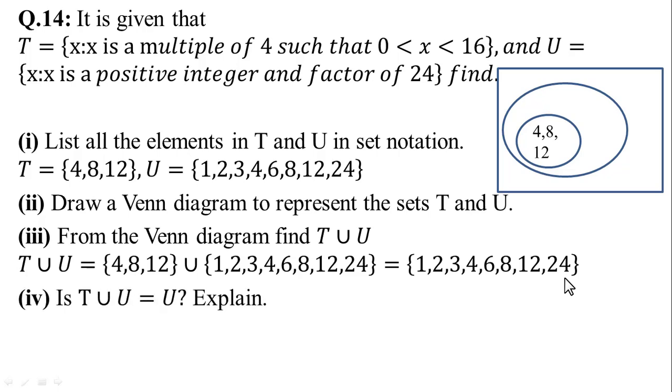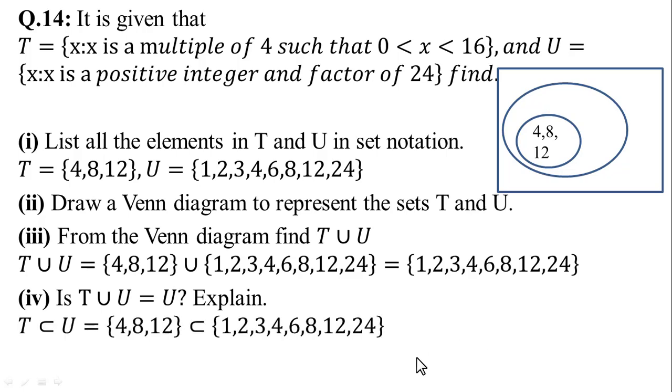In the next part, T union U is equal to U. Why? Because T is a subset of U. All elements of T belong to U. So this is the example.